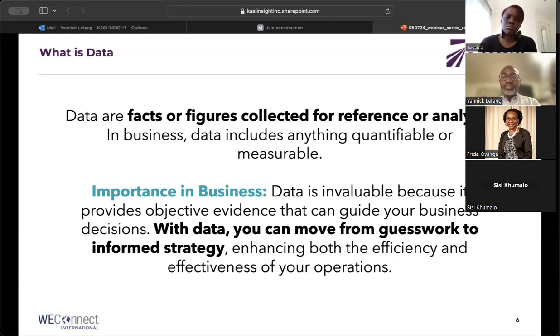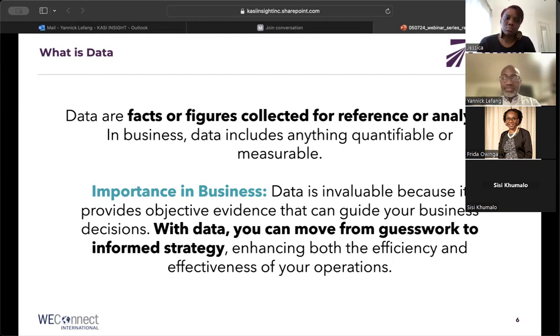And so it's really about removing the guesswork to inform strategies that enhance both the efficiency and effectiveness of your operation. If you think about the war example again, you're really looking at, how do I make the plane better? How do I make the plane safer? How do I make sure that the plane comes back? And that is really the importance of using data in business.